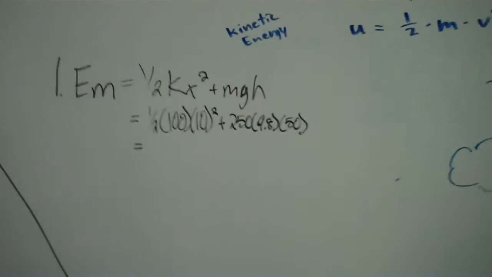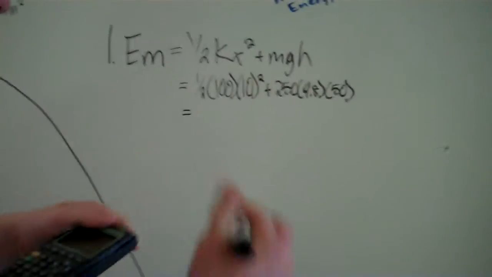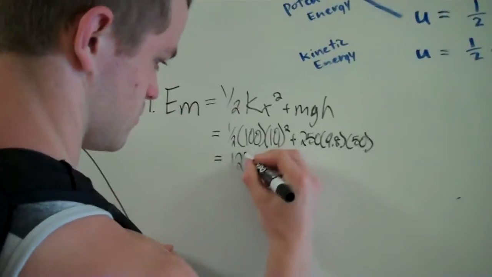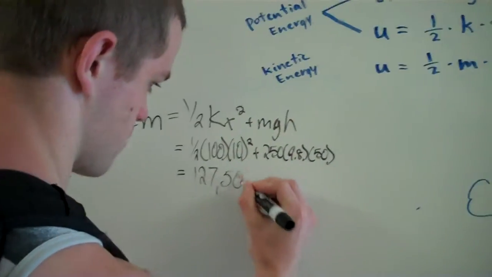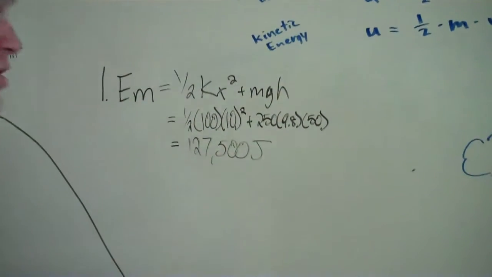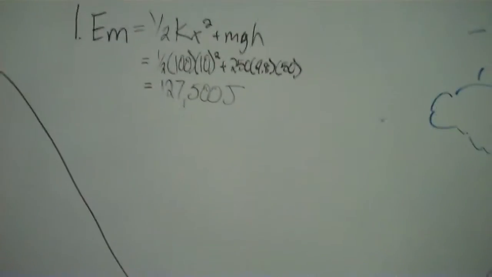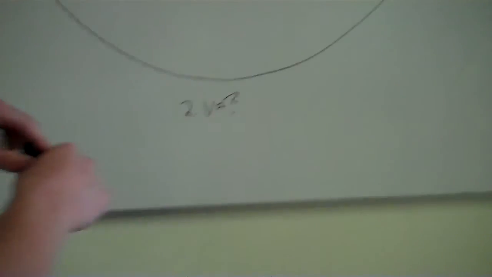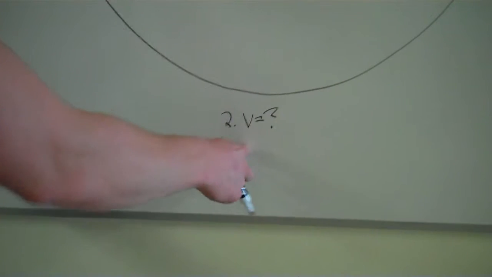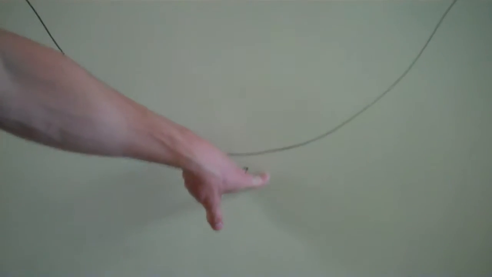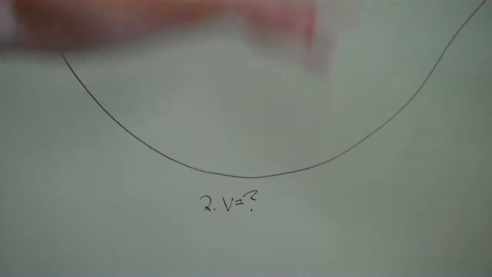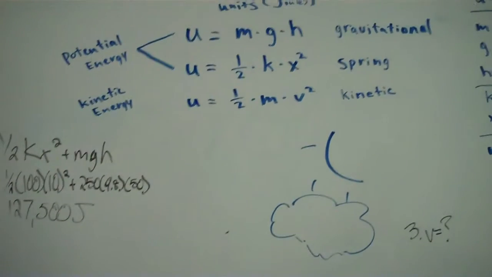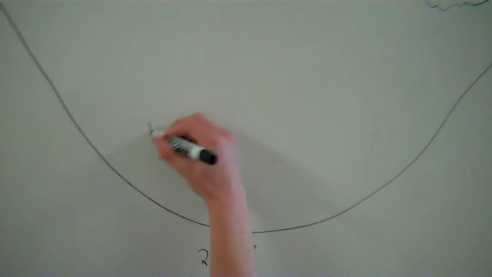Alright, so our answer comes out to be 127,500 joules. So that is your total mechanical energy throughout this whole problem, which we will use for future references at point 2 as well. So what we're trying to do here is, since the height here is 0, all we're looking for is kinetic energy, which is 1/2 mv squared. So we're going to use that equation.